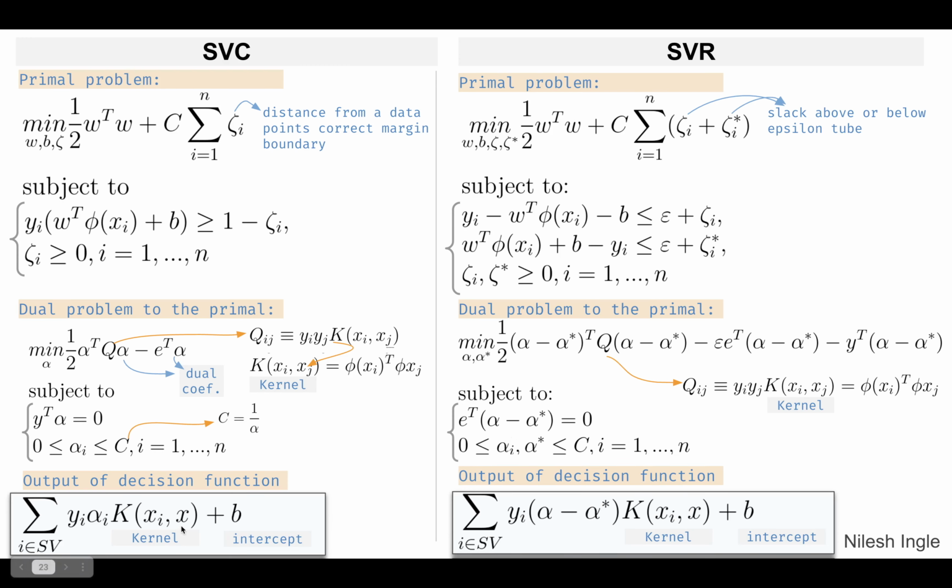And the final decision function then looks like this, where i is in the support vectors. For these calculations we are considering only support vectors, because the value of alpha for all non-support vectors would be 0, and so that just makes the computation easier as well. So we have the sum of y_i alpha_i K(x_i, x) plus b, where b is the intercept. And we have the same equation on this side, except that we are taking a difference, alpha minus alpha star, when we are talking about regression.